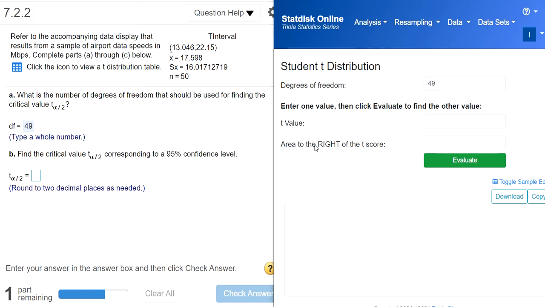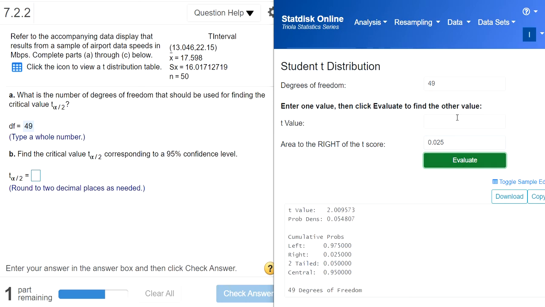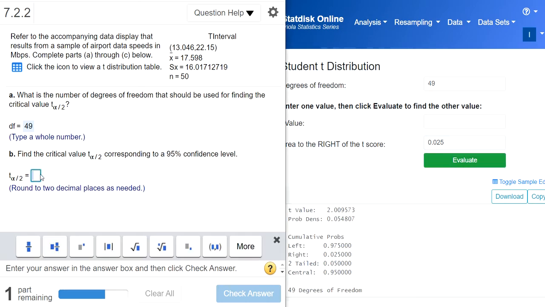And so we're supposed to enter one value. It's a 95% confidence interval. So if you were to draw out the normal distribution, they want to have 95% in the center. That means you get 2.5% in the left tail and 2.5% in the right tail. So I'm going to put in the decimal form of that percentage, that's 2.5%. If you click evaluate, then it spits out the t value. We just need to round that to 2 decimal places.